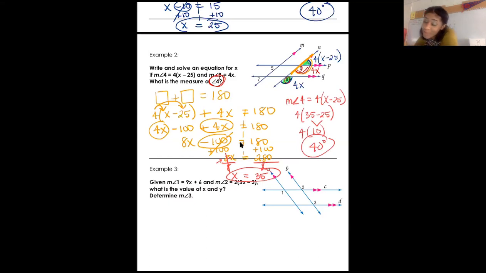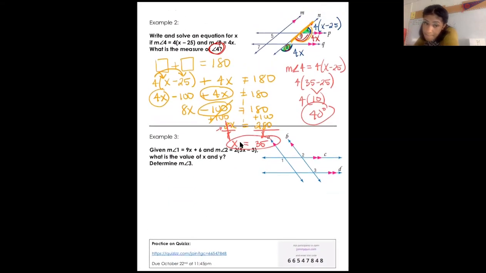Okay. Last one. Given measure of angle 1 equals 9x plus 6, and the measure of angle 2 equals 2 times 5x minus 3, what is the value of x and y? So we're looking for x, we're looking for y, and then determine the measure of angle 3. Looking for 3 answers here.